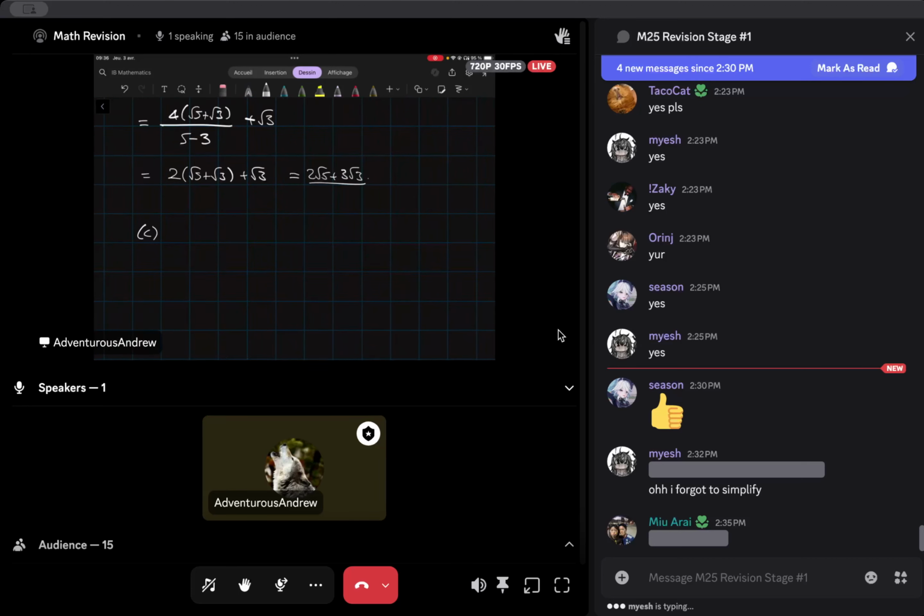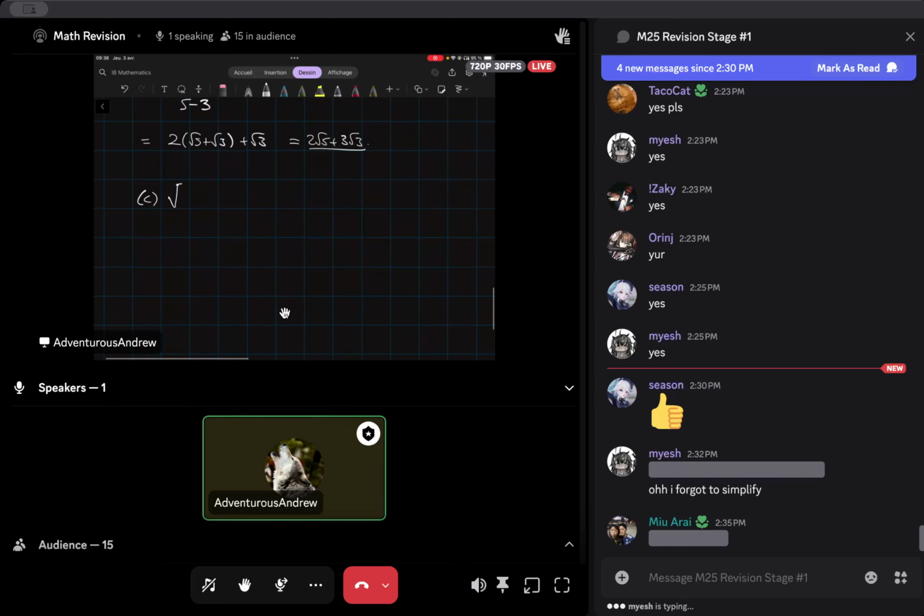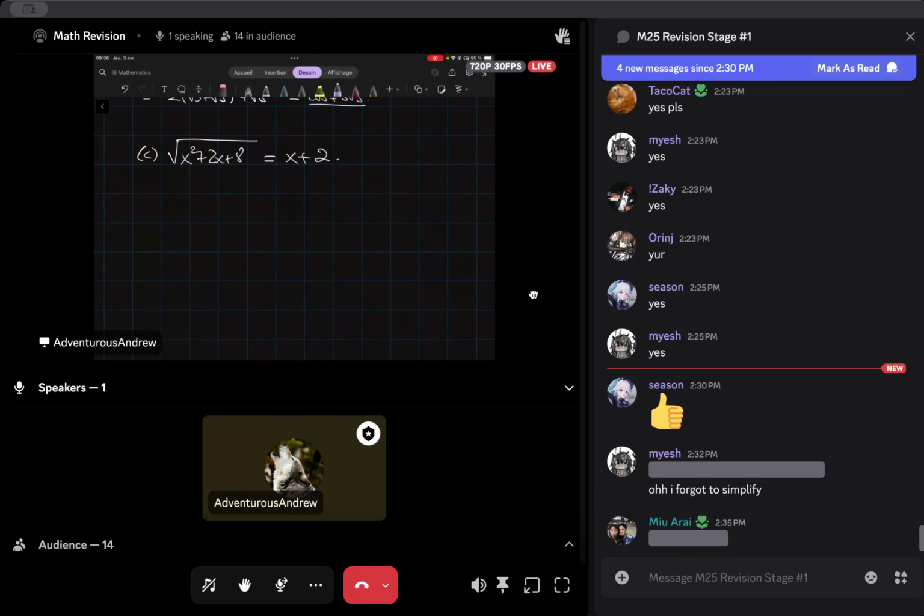C. Now we'd like to solve the equation. This root is equal to x plus 2. Whenever dealing with radicals, always check for extraneous solutions.